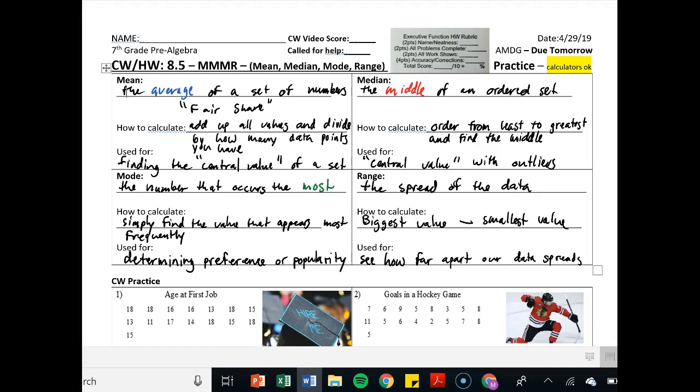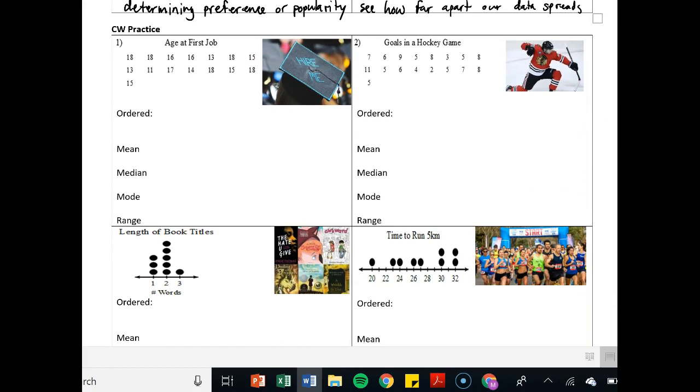All right, so let's do a couple practice problems with this. First, we have a whole bunch of ages here for the first time somebody had a job. First thing you always want to do is order these numbers. As you order them, it would be helpful to find the smallest, and then as soon as you find it, cross it off, and then you're looking for the next smallest, right? This is the part where you can make mistakes if you're not super careful.